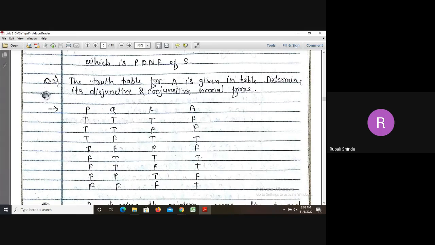Now check for the second one. So what is the value for this second minterm? या T साठी minterm काय असणार आहे? Negation P and Q and R. Okay. Now for the next one. Negation P and Q and negation R. Okay. And for the last one. Negation P and negation Q and negation R.